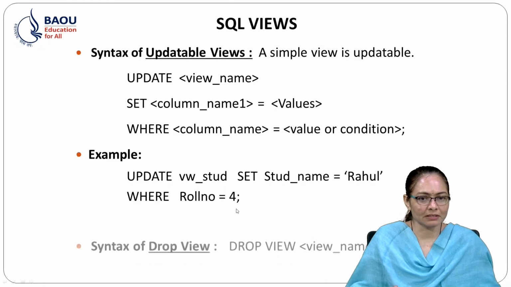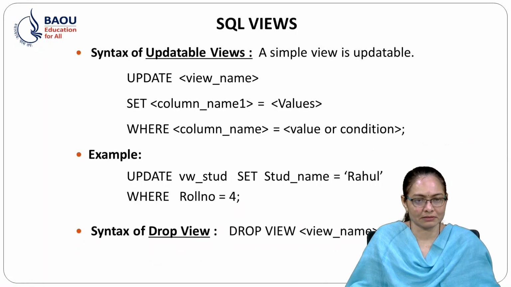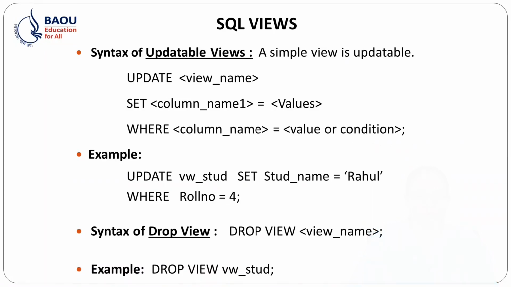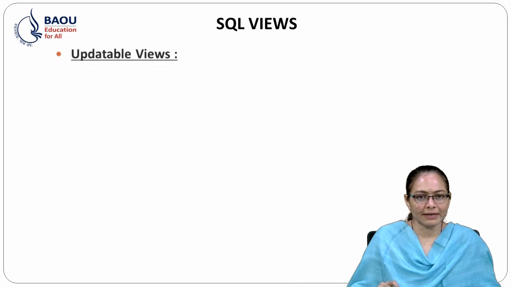We perform queries on a view the same as on a table. How to drop the view? Drop view name. If we drop a table, we write drop table name, the same as drop view name. Now, updatable views.